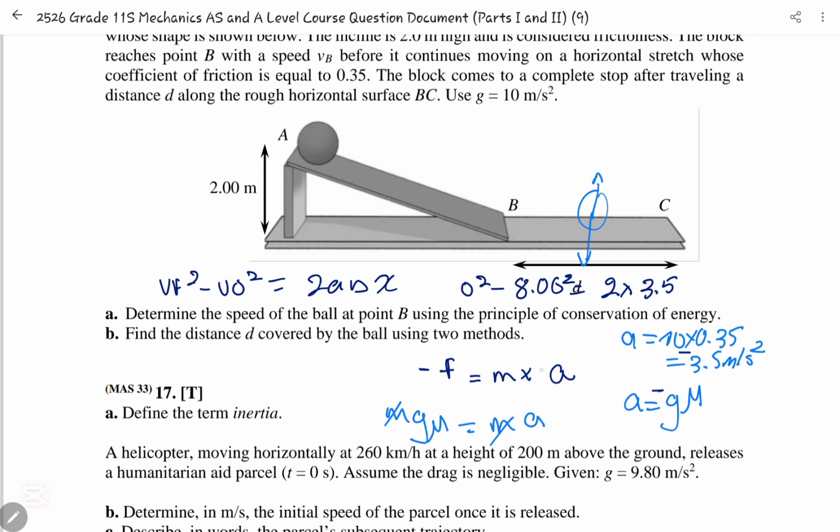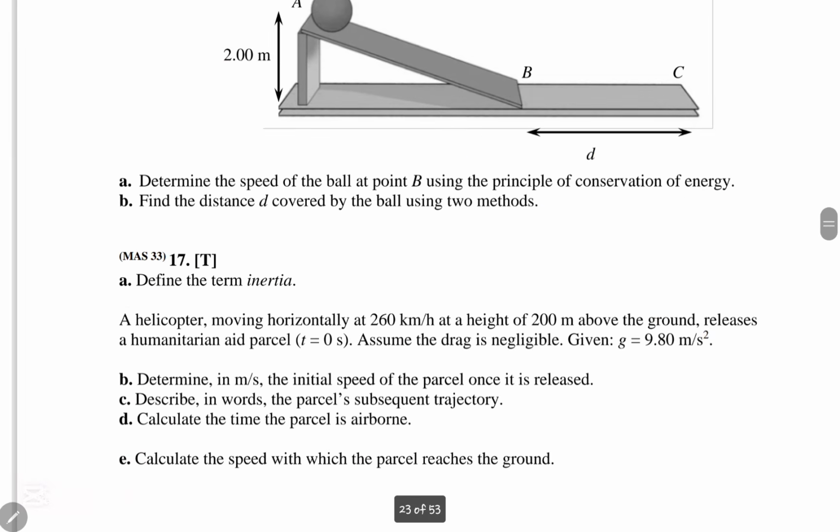So my acceleration should be what? Should be negative, right? So it's not going to be 2 times 3.5, it's going to be 2 times minus 3.5 times the distance d. So basically I got minus 8.06 squared divided by 2 times minus 3.5, and I got an answer which is exactly 9.3 meters, okay? So that's it for question number 16.